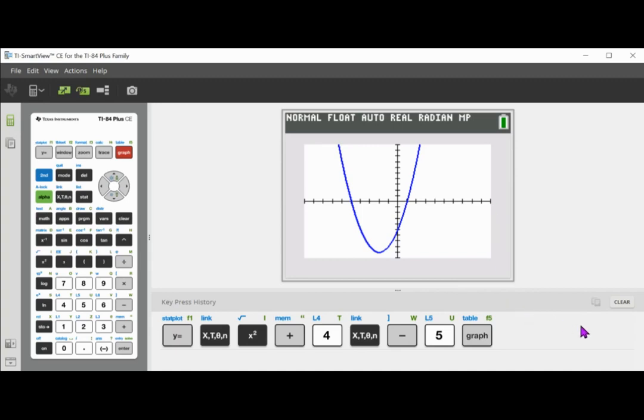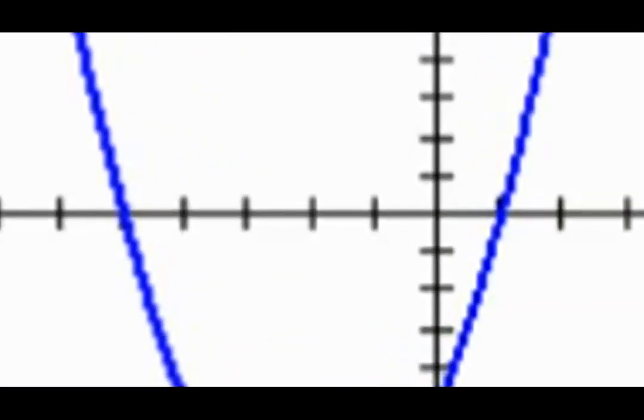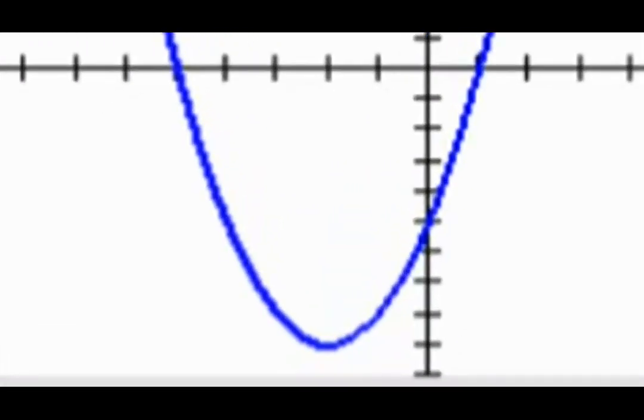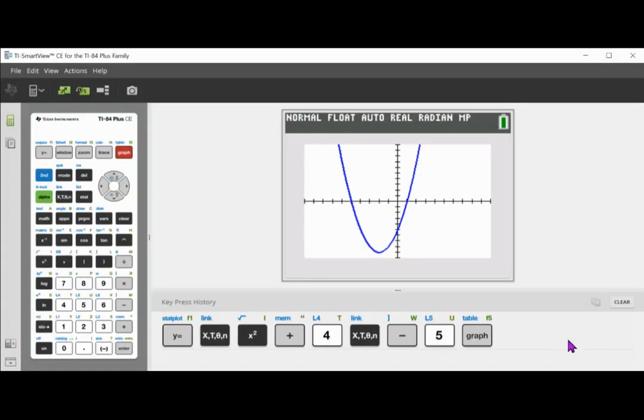And here is my parabola, my U-shaped graph. I can see we cross the x-axis here as well as over here. And our vertex is down in this lower section here. So our vertex is at around -2, -10, something like that. So in that general vicinity, but definitely where x is -2.